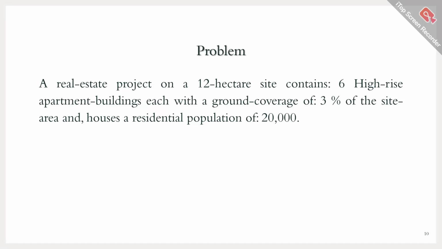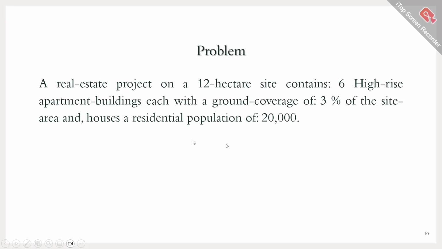So there is a real estate project on a 12-hectare site. Within that area, there are 6 high-rise apartment buildings. Each building has a ground coverage area of 3% of the site area. So 3% of 12 hectares will be the area for one building. That means for 6 buildings, it will be 6 times that one. For one building, how much area? That times 6 will be the total area that will be covered by the buildings.